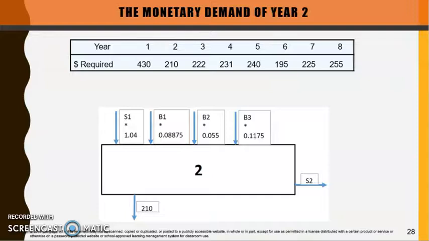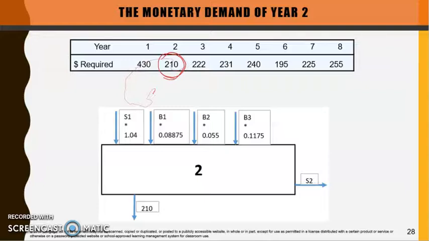Okay, in this slide, you will see the monetary demand of year 2, and I want you to do the monetary demand for the following years based on the things that I'm telling you here. This is the monetary demand that we have, and we are here, and we want to see what happens. It is year 2. In year 2, we have some incomes. What are the incomes that we have?